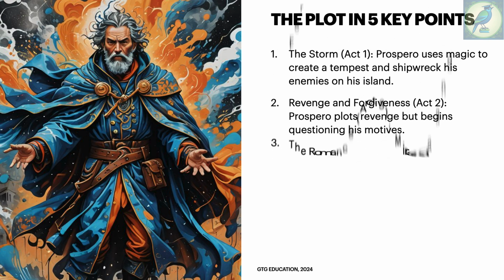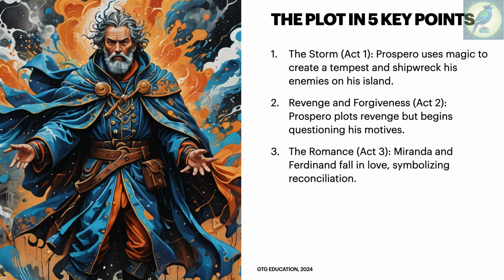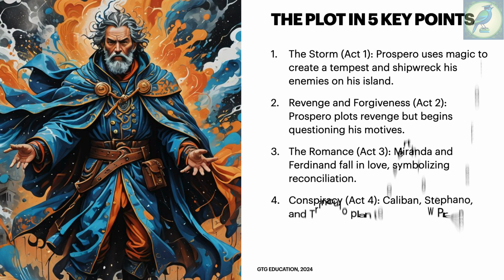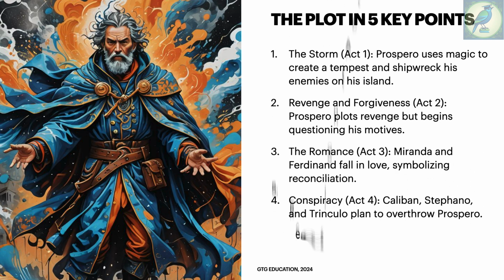We also look at how the romance between Miranda and Ferdinand symbolizes reconciliation, and examine the subplot involving Caliban's conspiracy against Prospero. Finally, we arrive at a resolution where forgiveness triumphs, and these points will help frame our deeper discussion.